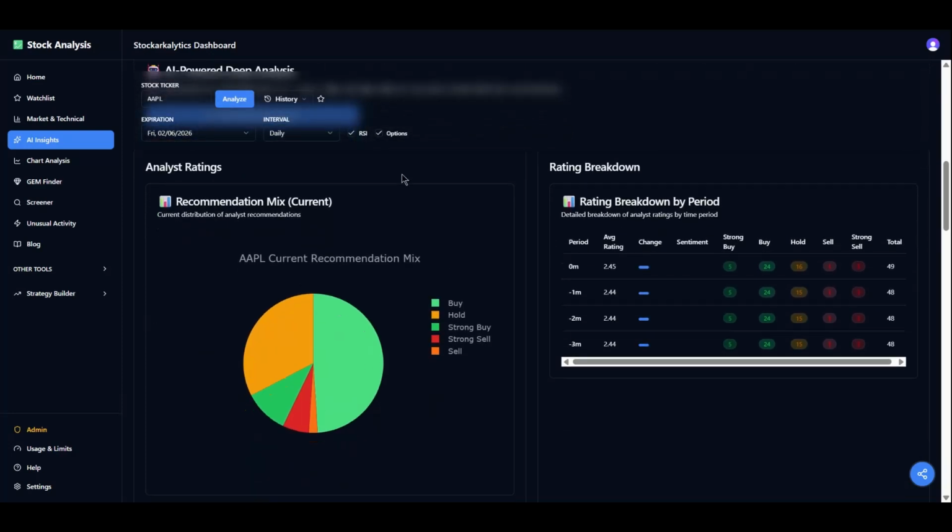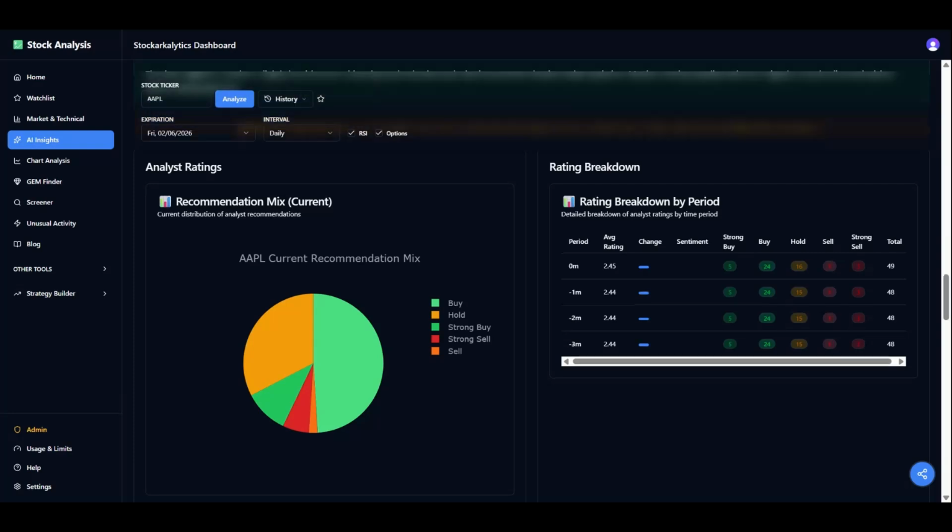This section is analyst ratings. It's meant to show the recommendation mix and trend over time. If you ever see no data available here, that's not an error on your side. It usually just means that the ticker doesn't have enough coverage in the specific feed or time window we're pulling for that view. But the key insights still come from the next panel, which is the rating breakdown by period.